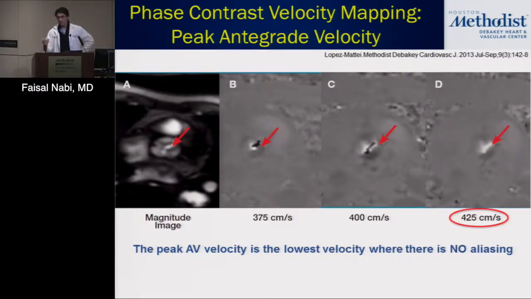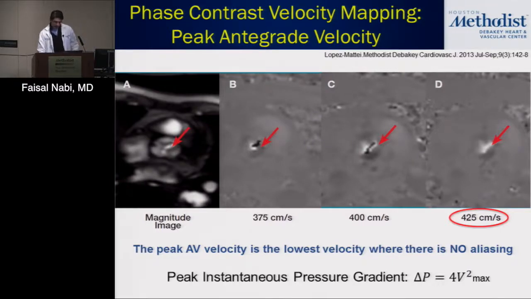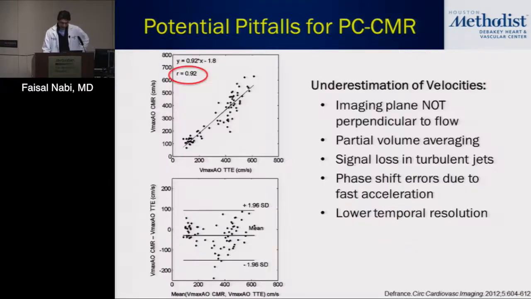So the question is, why don't you just set it at 4.25 and just resolve whatever velocity it is? This comes down to a lot of MRI physics again, but you lose your dynamic range and there is a lot more noise in the image. So to get true velocities, we have to encode low vencs and gradually build up to identify the true velocity. Of course, with that peak velocity, we can calculate a peak instantaneous pressure gradient.